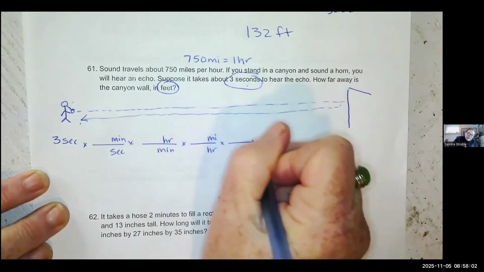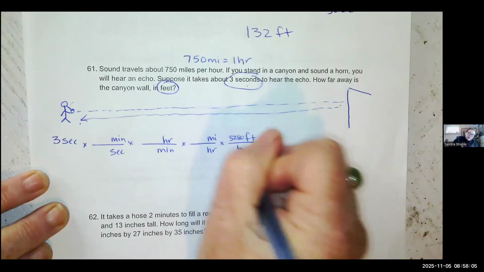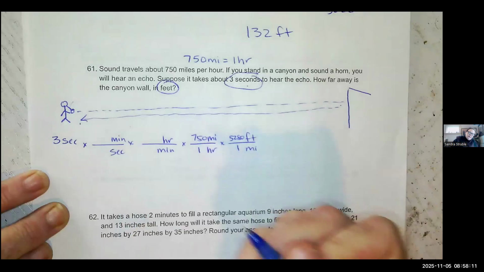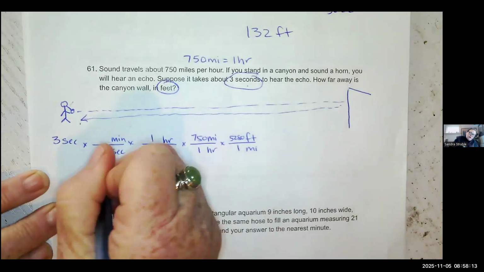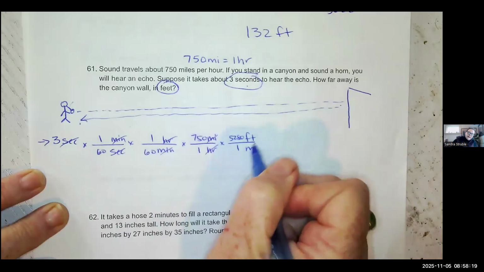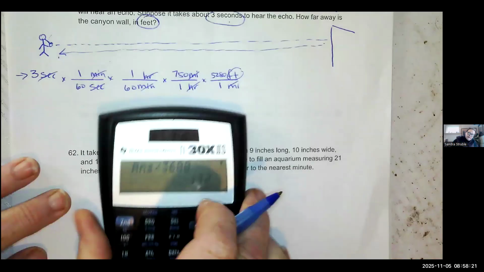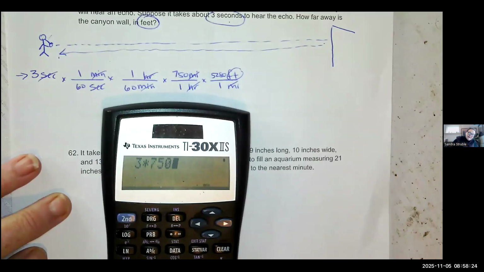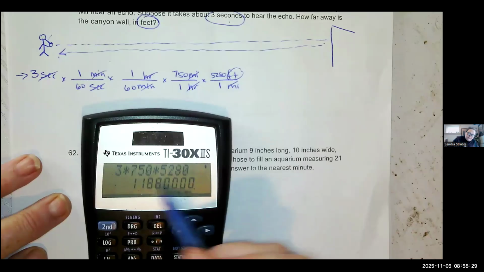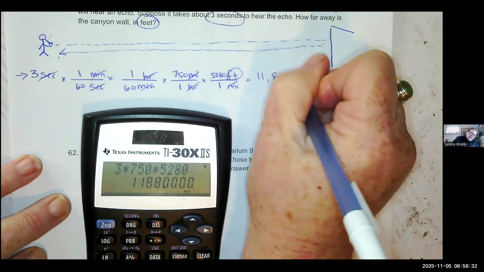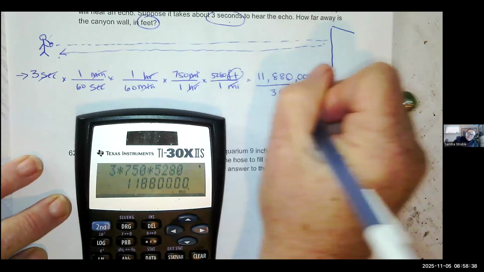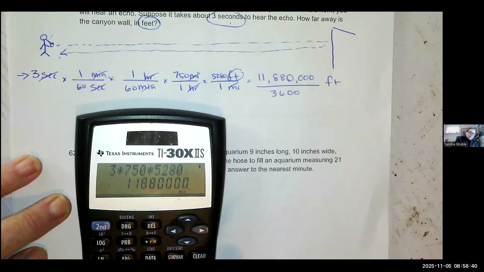5,280 feet in a mile, 750 miles an hour is how fast sound travels. And then we've got 60 minutes in an hour, 60 seconds in a minute. Multiplying straight across, seconds are gone, minutes are gone, hours are gone, miles are gone, and we're left with feet. 3 times 750 times 5,280 is 11,880,000. Over 60 times 60 is 3,600. And this is feet. So we just need to divide. And I get 3,300.